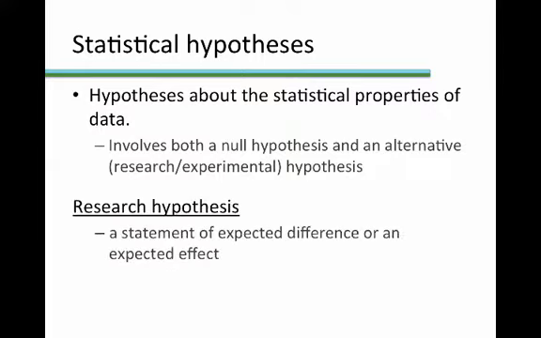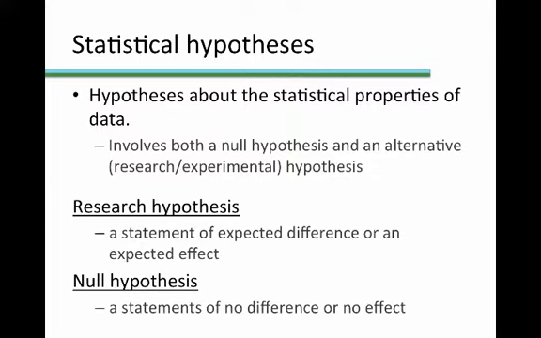So, the research hypothesis is always a statement of expected difference or an expected effect, that we will see a difference between two groups or that one variable will have an effect on the other. A null hypothesis is simply the statement of there being no difference or no effect. The research hypothesis and the null hypothesis are considered two types of statistical hypotheses.